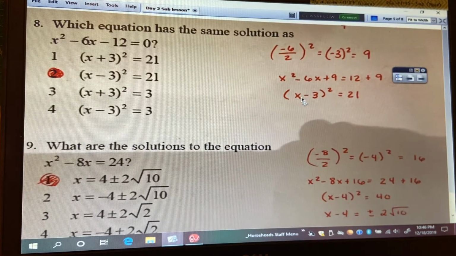Number 8, which equation has the same solution as this over here? I did my B work, got 9. Remember I brought this 12 over. This would be -3 squared, so you get 21. And realize they didn't solve that. They didn't finish it off. So always pay attention to your multiple choice.